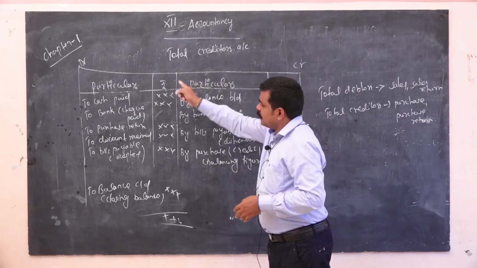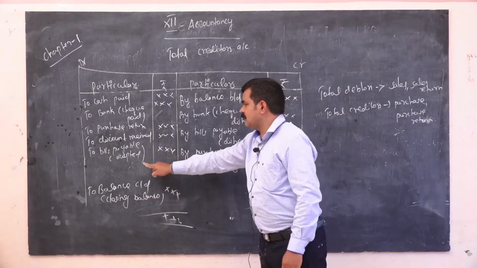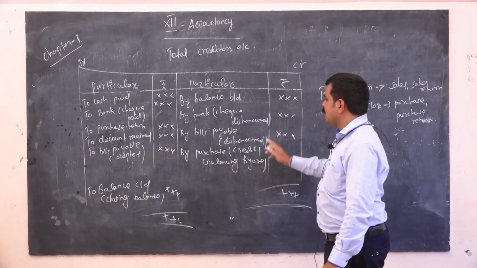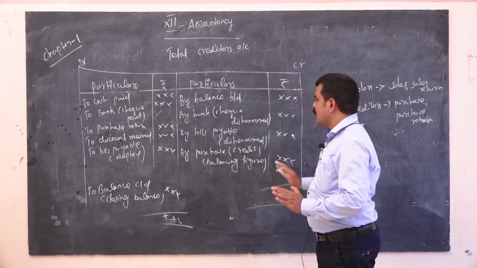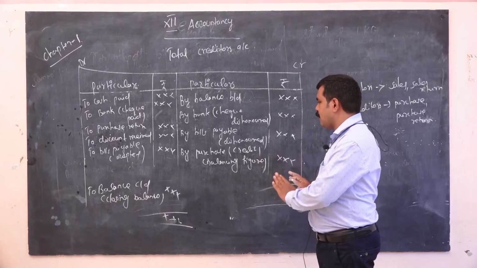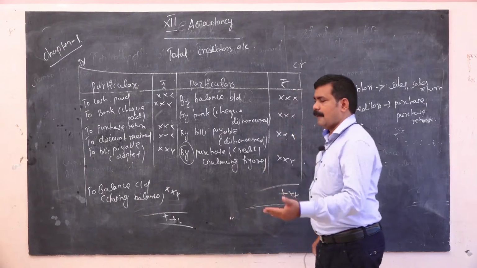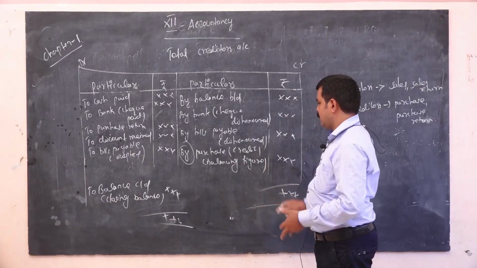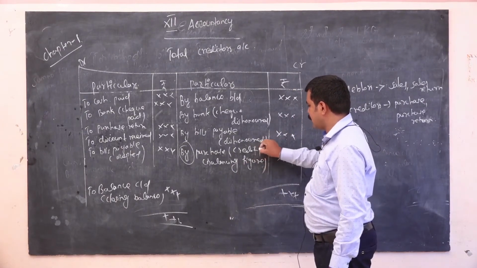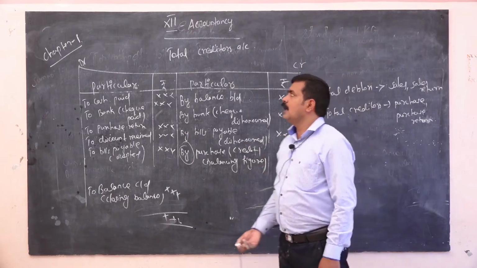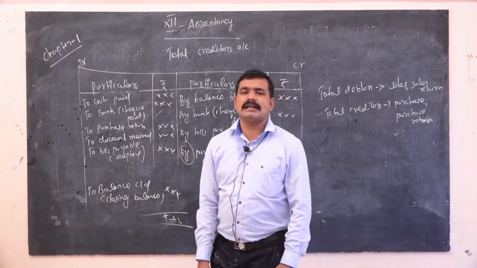Total debtors means discount allowed. Next one, bills payable accepted: the bill was accepted. Here your bill was rejected, that is dishonor. Last one, this is a balance figure amount by purchase. Here on the credit side you have to mention by purchase, that is called credit. Credit only you have to find out. This is a balancing figure. This is the format of total creditors account.